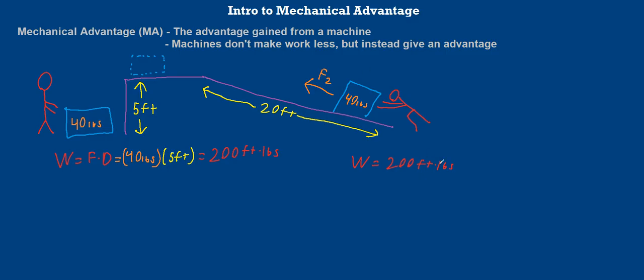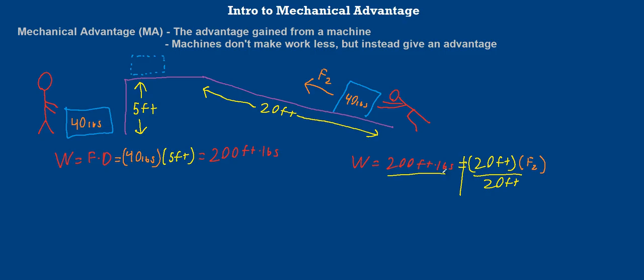Okay, well, to figure that out, we know the work and we know the distance we'd be traveling, so we can figure out what the force would take to make this work happen across this distance. So we'd say 200 foot-pounds equals 20 feet multiplied by the new force, this smaller force, which we're just calling force 2. And so it's just a simple algebra equation at this point, right?